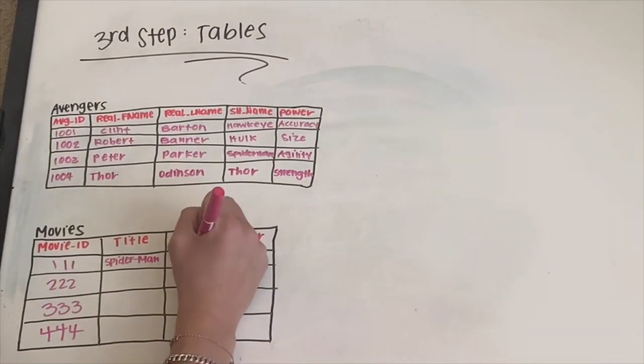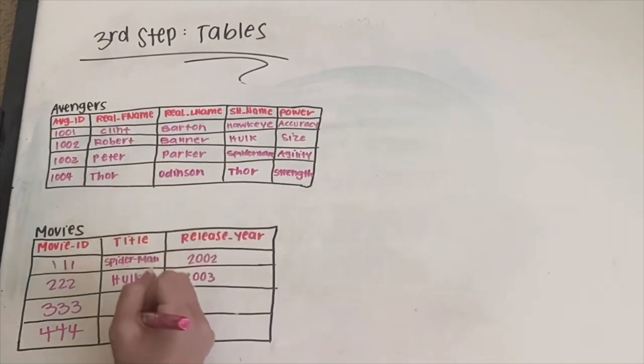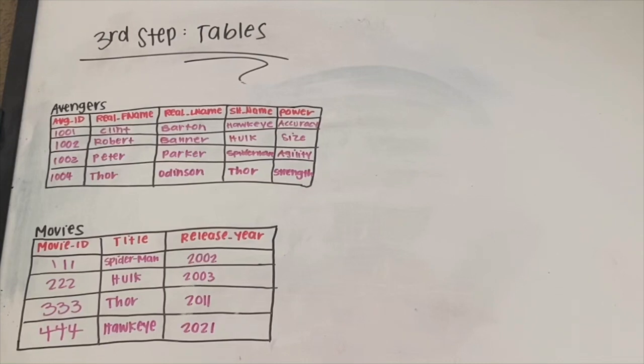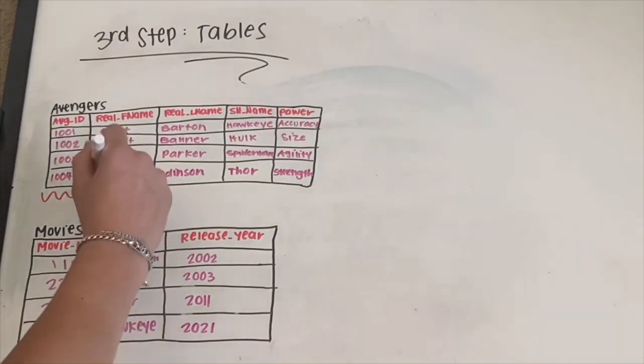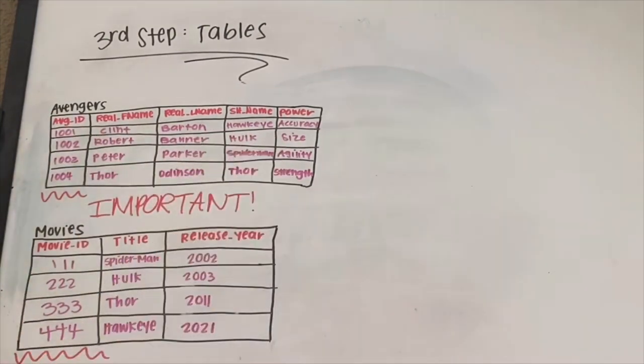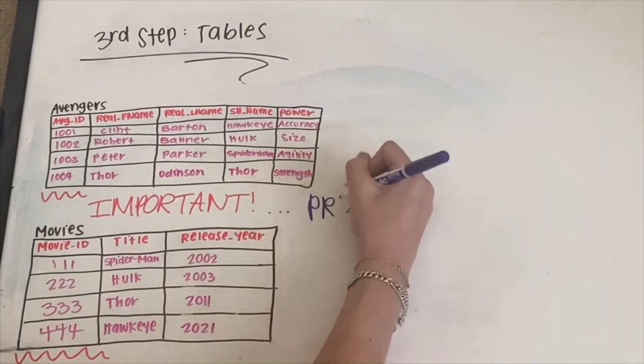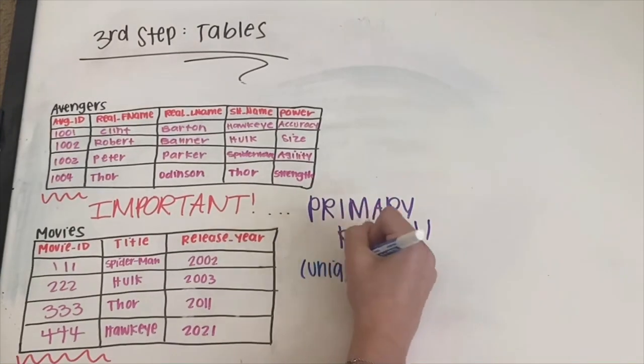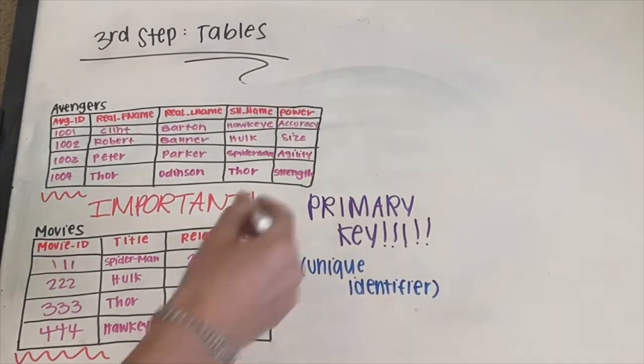It is important to note that the Avenger ID and Movie ID columns are referred to as primary keys. These attributes serve as unique identifiers for each row. Primary keys in tables are often uniquely generated ID numbers, and this is because typical identifiers for rows such as first names can be common and repeated across many different rows.